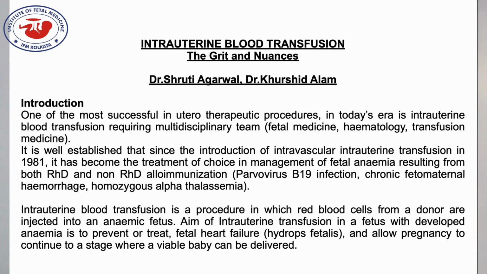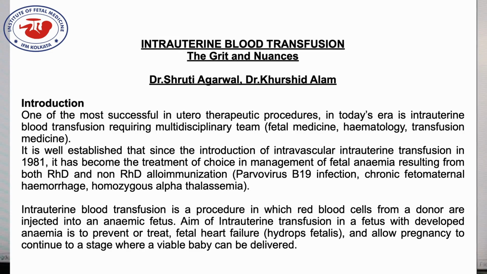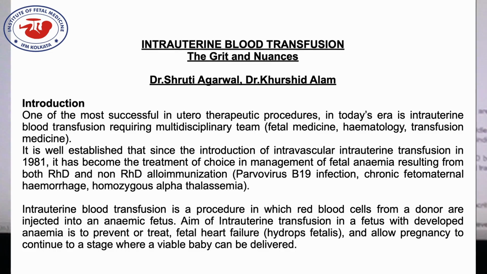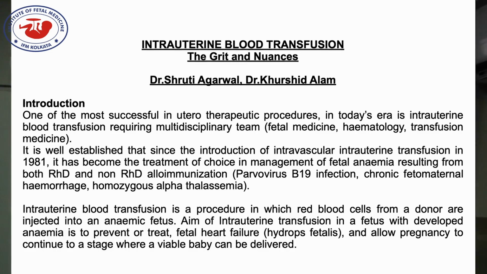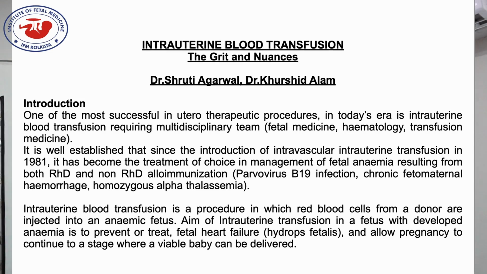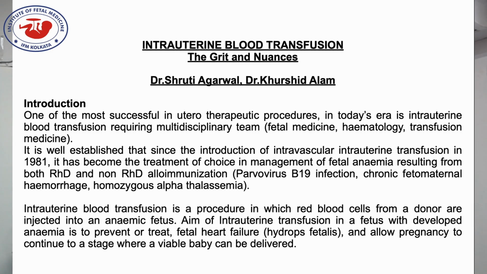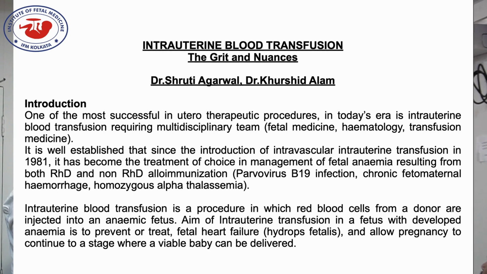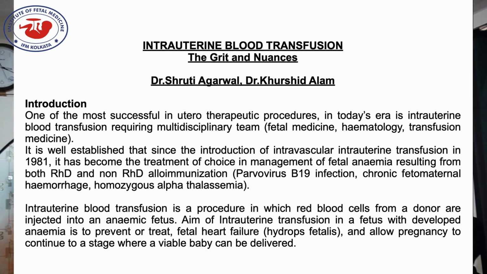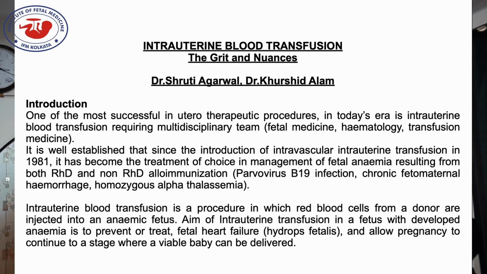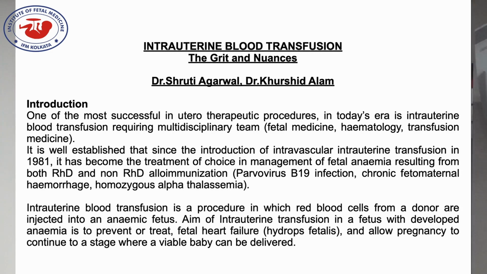Okay. Now, this is one of the most successful in utero fetal therapeutic procedures in today's era, and some key points I want to highlight here. The aim of this process is for those fetuses which have developed anemia due to any cause. Anemia may be because of RH isoimmunization, it may be because of some non-RH related disorders also, like parvovirus infection or some hemolytic disorders. So any kind of anemia. And how do we diagnose anemia in utero, that also I will discuss later on. So this is basically the aim of the procedure.